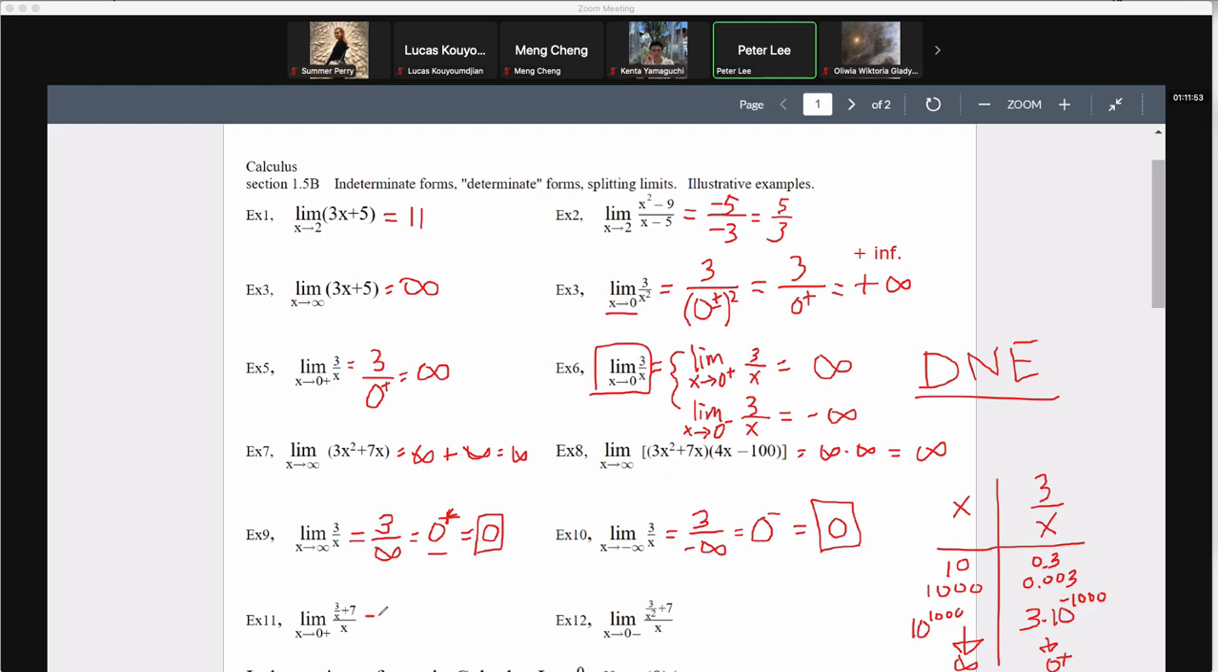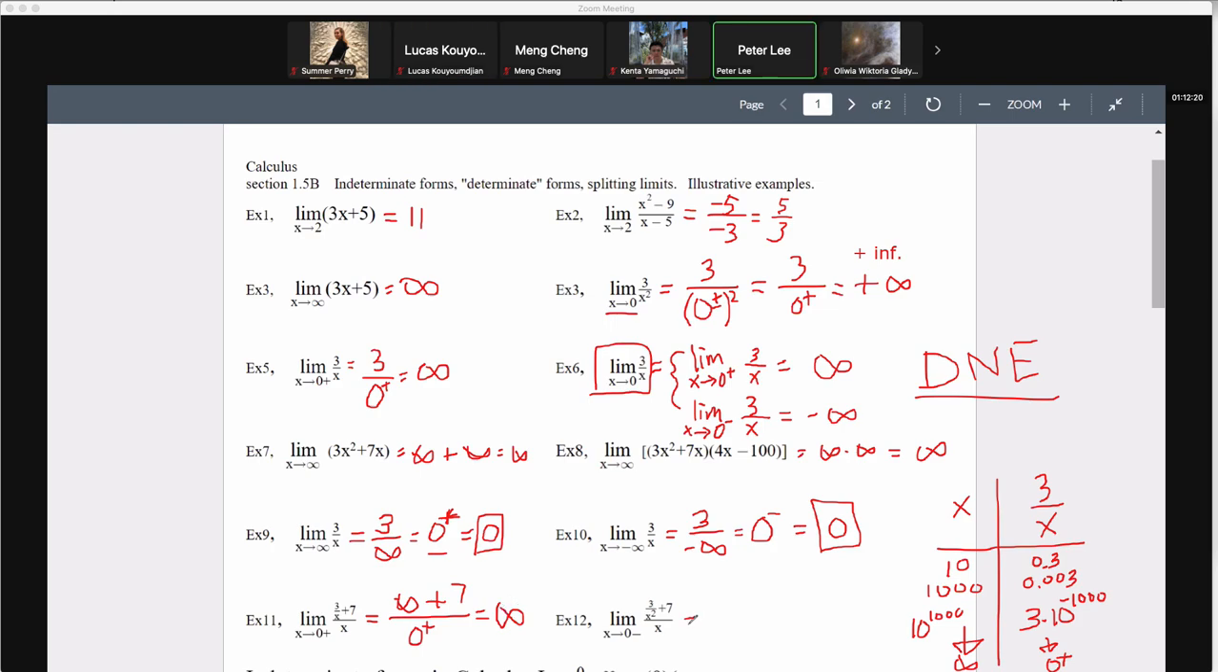Now let's look at example 11. What is this? Oh, this one. What is that? 3 over infinity. 3 over 0 plus, so that will be infinity. And the plus 7, that will be infinity. And then the denominator is 0 plus. What is that? A very large positive number plus 7 over a very tiny positive number. Can you tell what this is? Infinity? That's right. That would be infinity.